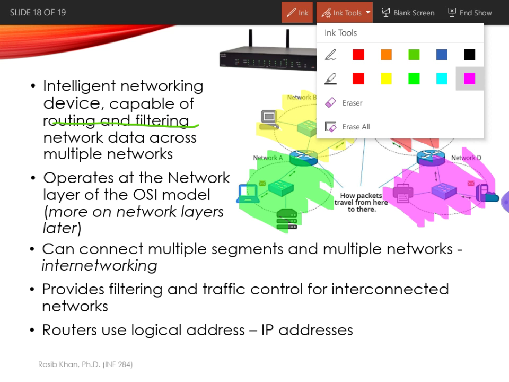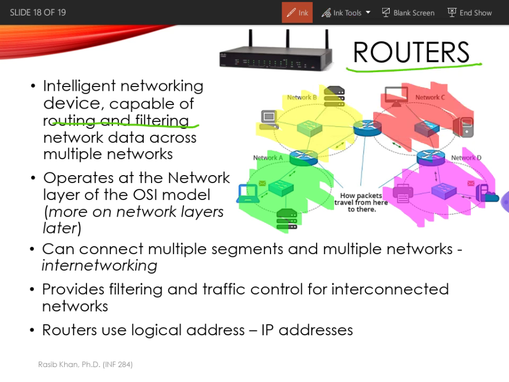So what happens is that a router allows each of these different networks to be connected, and not only that, well, that's something in a simplified form a bridge will do as well, but the router is also able to route and filter the data.